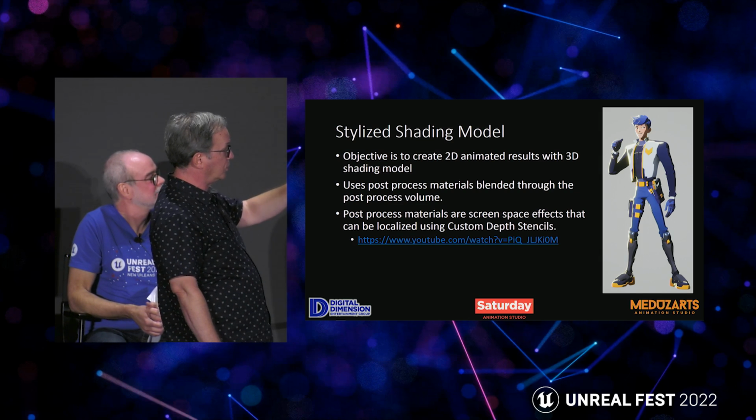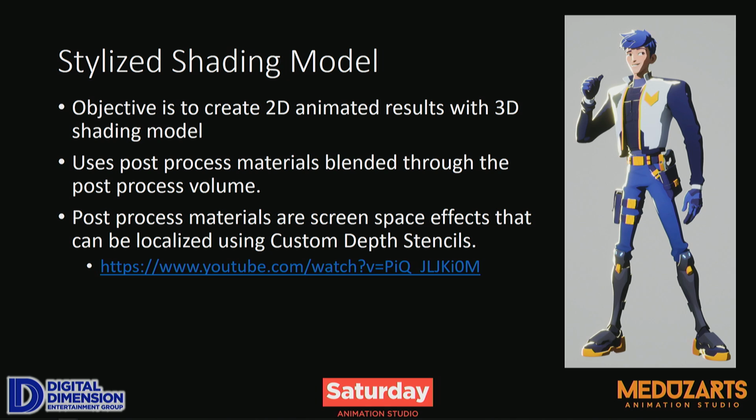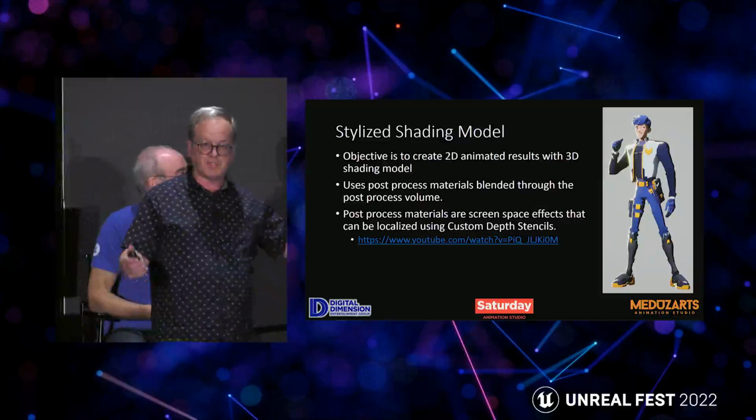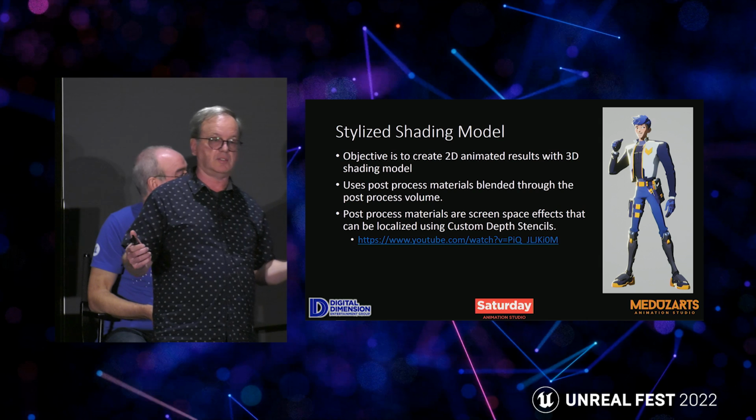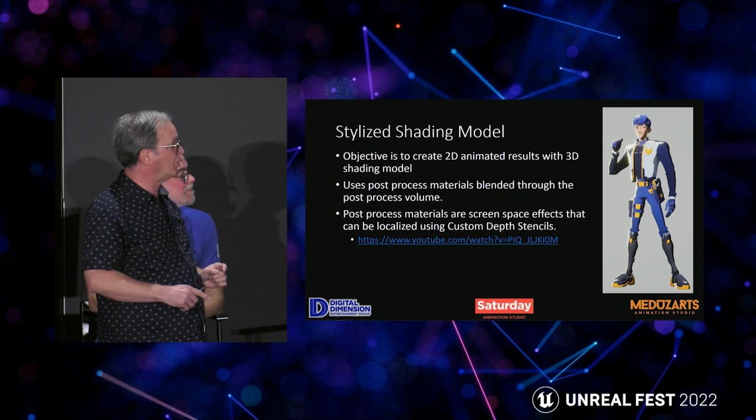This is the resulting target we're trying to create. Again, the objective is for us to come up with a 2D animated result using a 3D renderer, right? So a couple of buzzwords here. We're using post-process materials blended through the post-process volume. Post-process materials and post-process volumes are screen space effects, right? So they affect the whole screen.